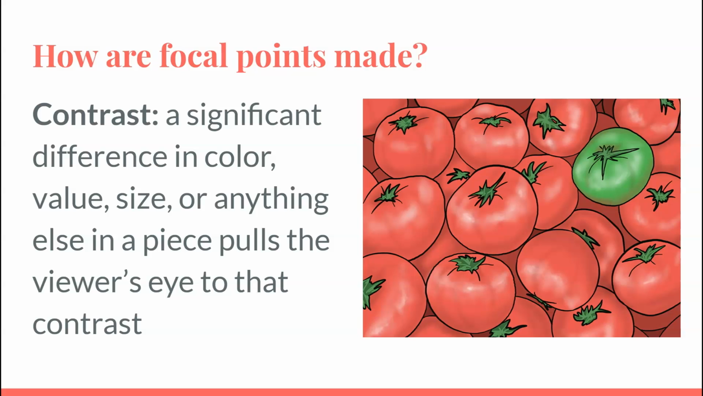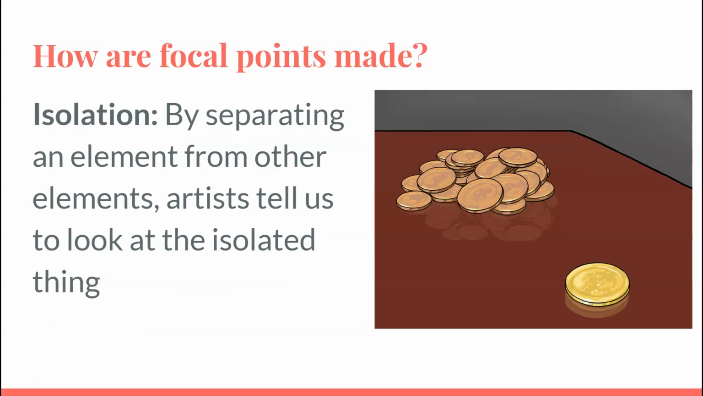The first is contrast. If there's a significant difference in something like color or value, light and dark, size, any significant difference between one element and the rest in the piece, that means that artist is trying to emphasize that element and draw our eye to it. That is contrast. There's also isolation. In this, you're separating one element of the image from the other elements to tell us that we need to look at this isolated thing. It is separate, it is different, we need to pay attention to it.